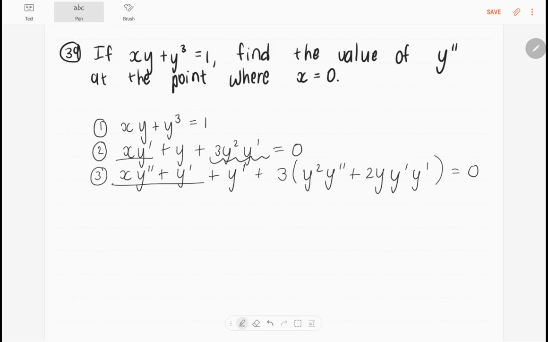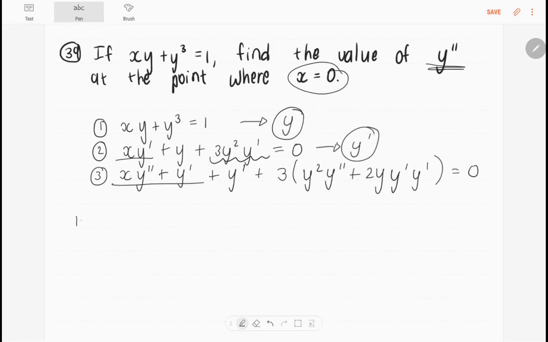Equals 0. So, what did they ask? They asked us, we want y prime, y double prime, where x equals 0. So what we're going to do is, we are going to find y when x equals 0. We are going to find y prime when x equals 0. Then we're going to substitute this, and x equals 0 into equation number 3.